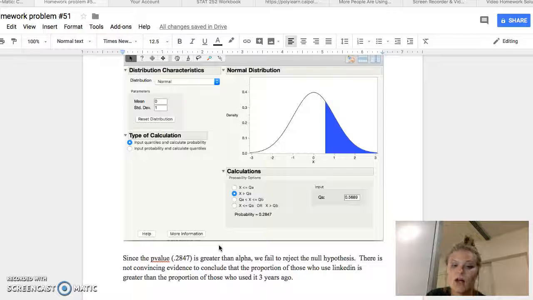That means there is not convincing evidence to conclude that the proportion of those who use LinkedIn is greater than the proportion who used it 3 years ago.